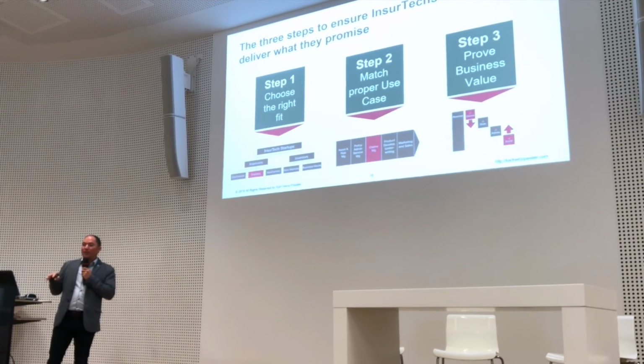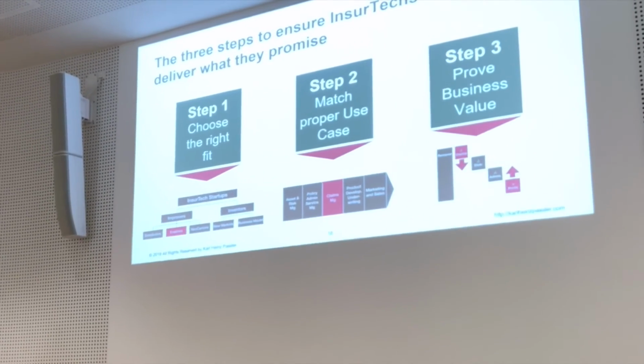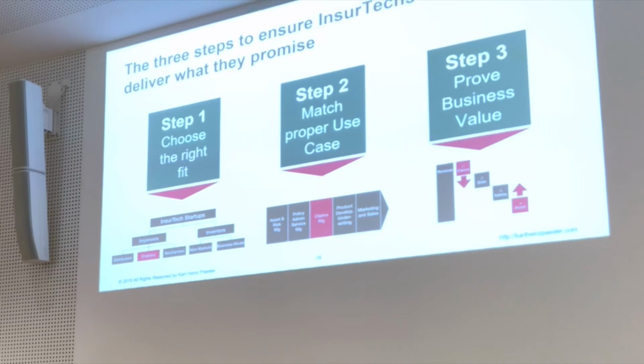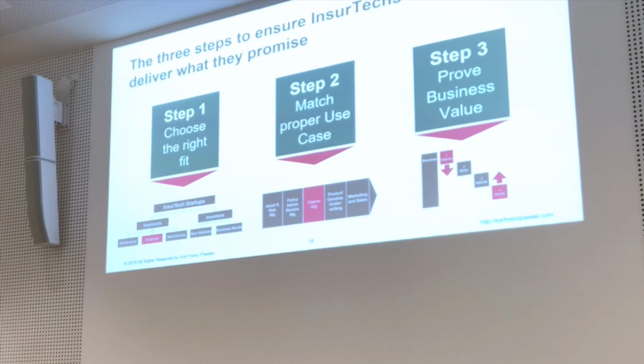So these are the 3 steps to ensure InsurTech startups deliver what they promise. We had step number 1, you should choose the right startup to work with, the right fit. Step number 2, you take the idea of this startup as a skill, you match it to an activity inside of your value chain and try to create a use case. It's a description of a process that creates additional value for your company. And then step number 3, prove the business value.